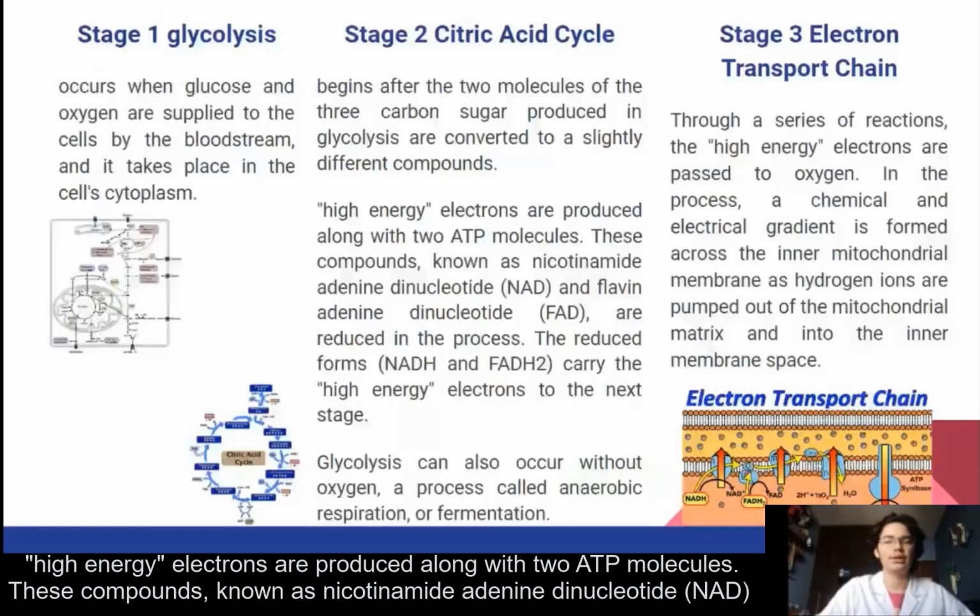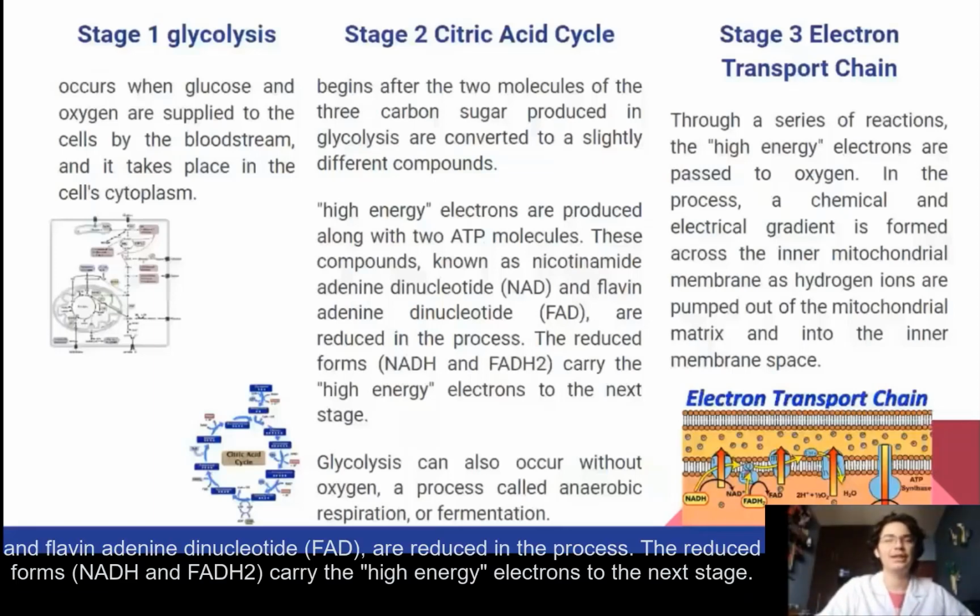These compounds, known as nicotinamide adenine dinucleotide, NAD, and flavin adenine dinucleotide, FAD, are reduced in the process. The reduced forms, NADH and FADH2, carry the high-energy electrons to the next stage.